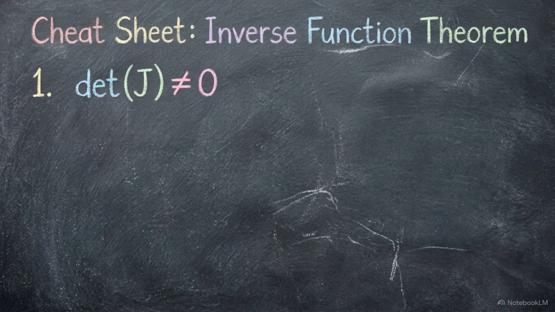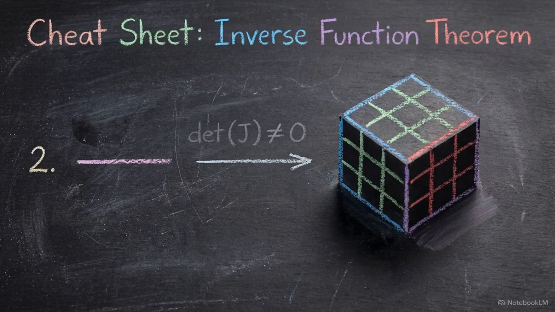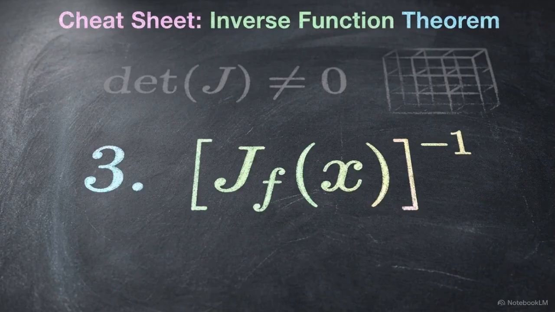Here are the 3 core rules. 1. A non-zero Jacobian determinant guarantees a local inverse. 2. This concept scales one-dimensional derivative rules into multidimensional matrices. 3. The derivative of the inverse is the matrix inverse of the original derivative.